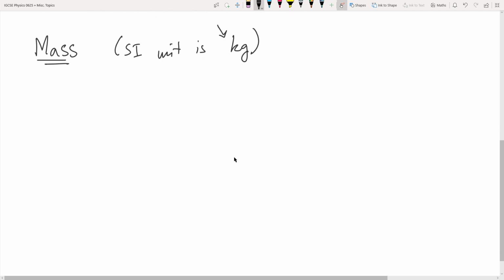So let's put kilograms in the middle. Remember, this is a small k, not a capital K. And we can go to grams, and then we can go to milligrams, and then into micrograms. And similarly, we have kilograms, and then we've got tons.